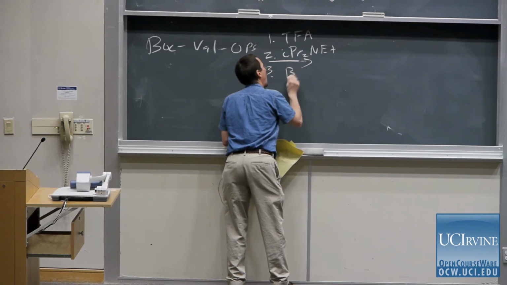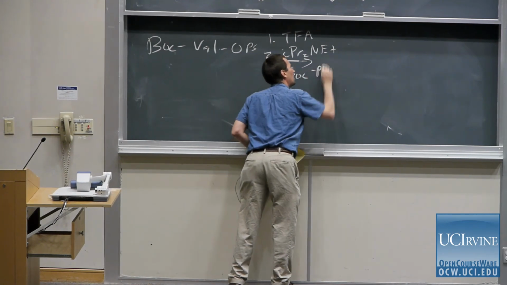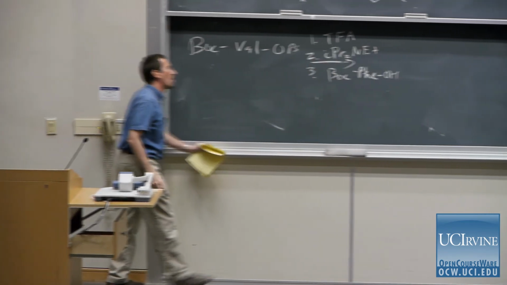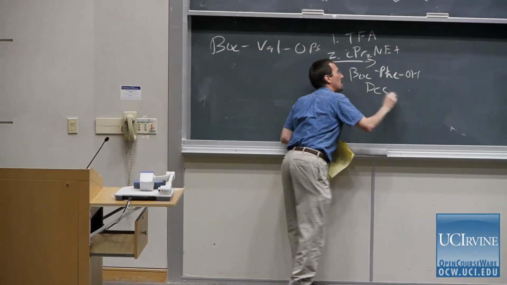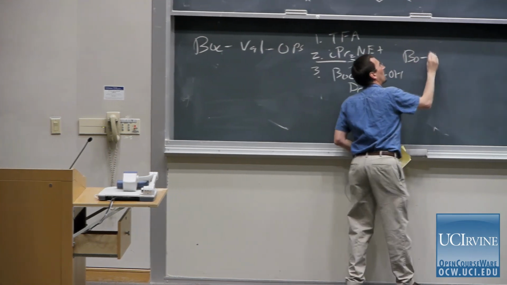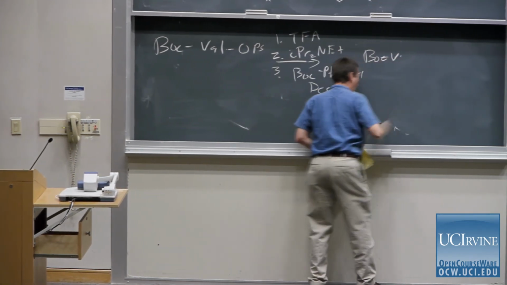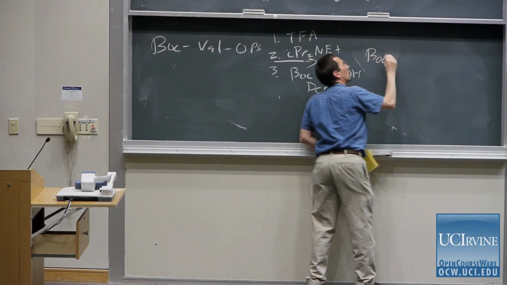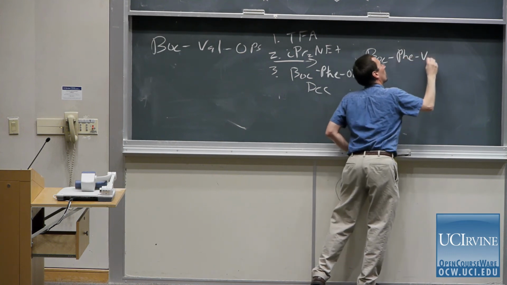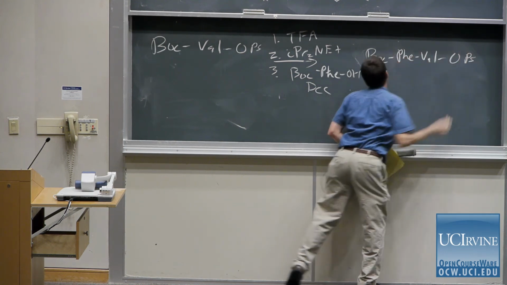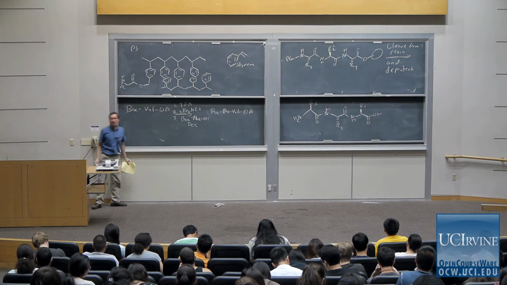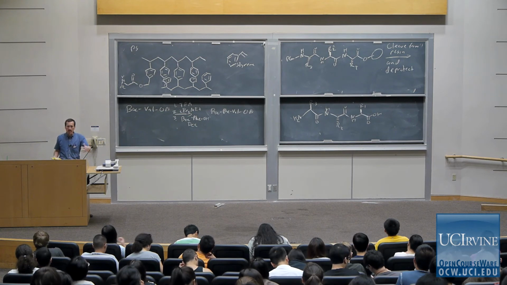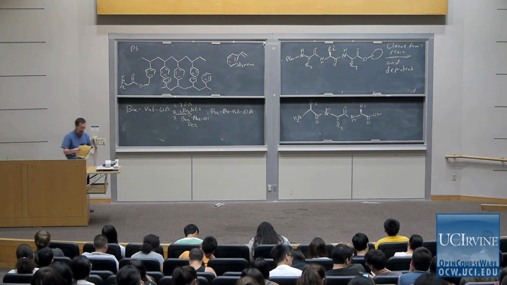And so I'll say Boc-Phe. Phe is the abbreviation for phenylalanine, so I'll say Boc-Phe-OH and DCC. And now we can get Boc-Phe-Val-OPS, and we can repeat and repeat and repeat to build up the polypeptide chain, one amino acid after the next after the next.